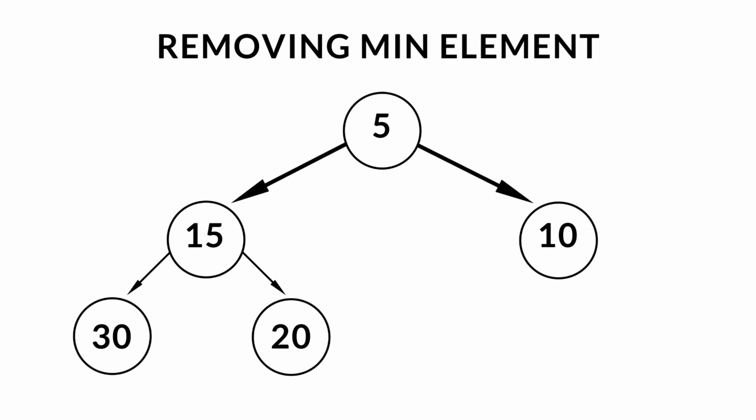Last example, we go ahead and remove the minimum element. We then replace it with the last element within the heap. We compare 20 to its two children and take the smallest of the two, so we swap it with 10.